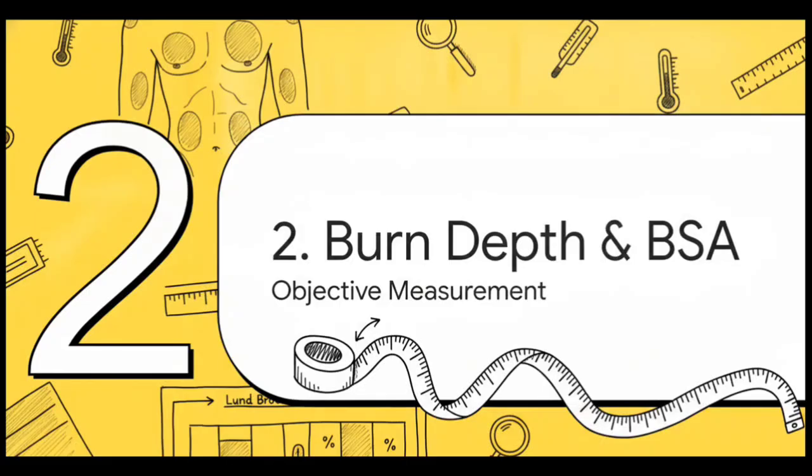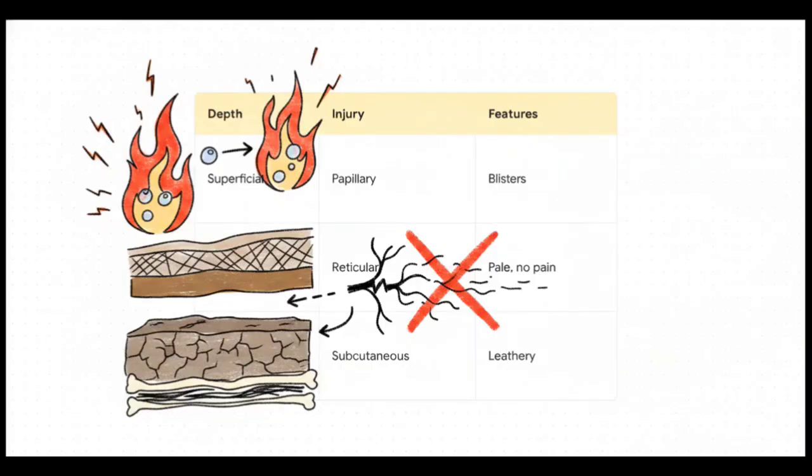Section 2. Burn depth and body surface area, or BSA. Objective measurement is absolutely crucial because it dictates all the math we'll do later. The 3 clinically important depths we care about are superficial partial thickness, deep partial thickness, and full thickness. Superficial partial thickness burns hit the papillary dermis, and as you'd guess, they are incredibly painful.